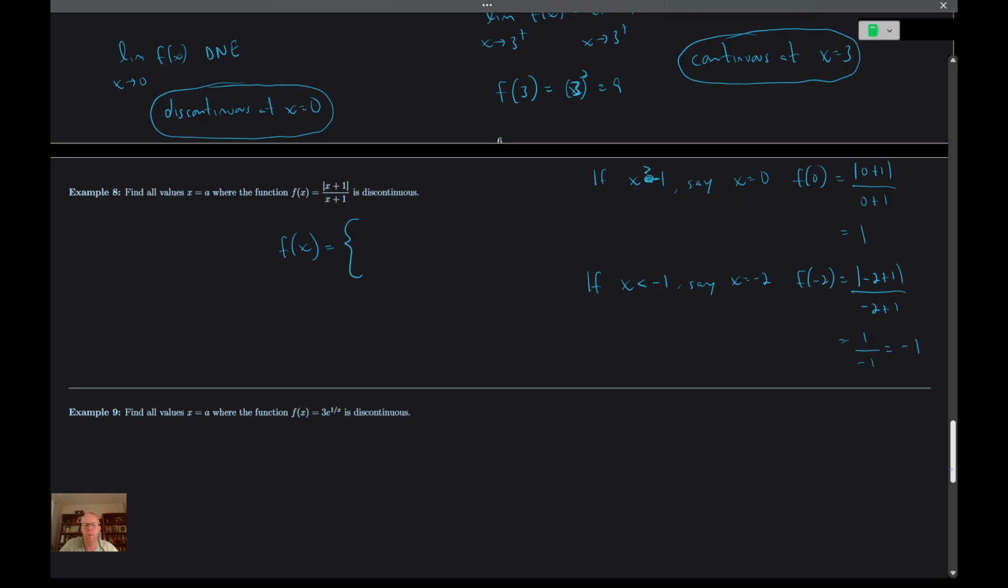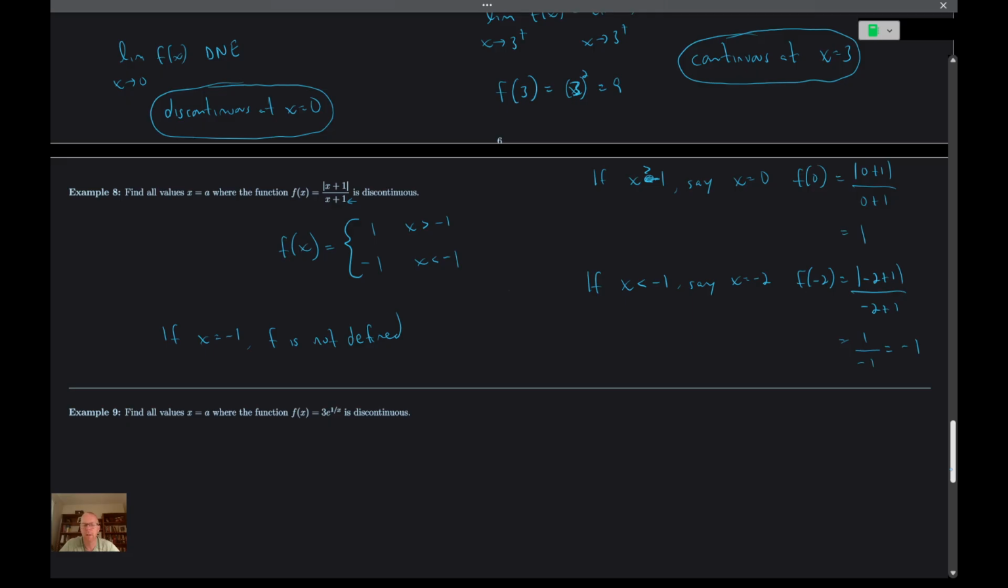And then it splits wherever this equals 0. So we have 1 or -1. If x is greater than -1, it's 1. If x is less than -1, then it's going to be -1. What if x equals -1? So if x equals -1, f is not defined. Because we get 0 on the bottom. And we get 0 on the top, too.